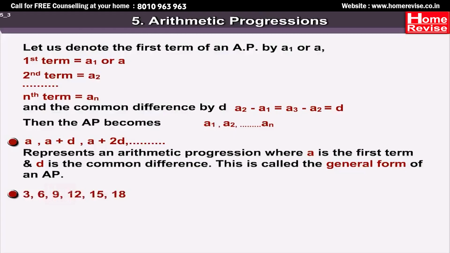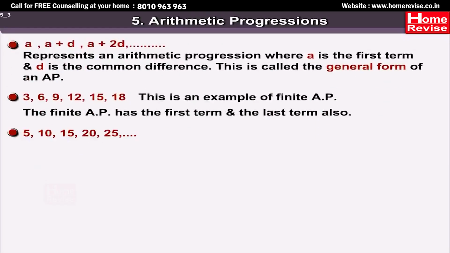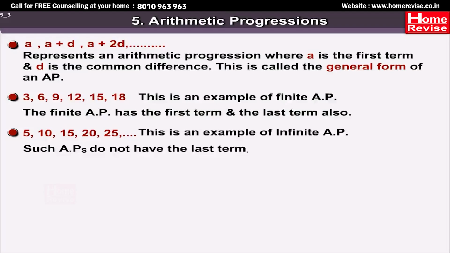3, 6, 9, 12, 15, 18. This is an example of a finite AP. The finite AP has the first term and the last term also. 5, 10, 15, 20, 25, and so on. This is an example of an infinite AP. Such APs do not have the last term.